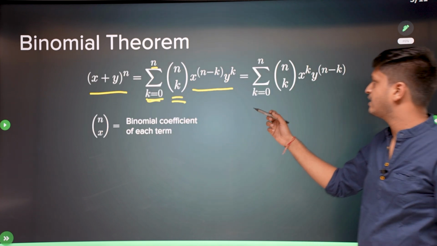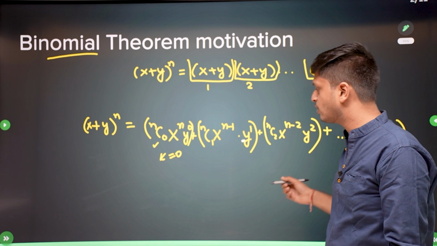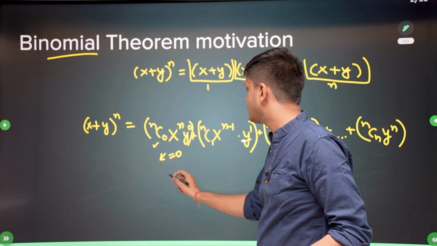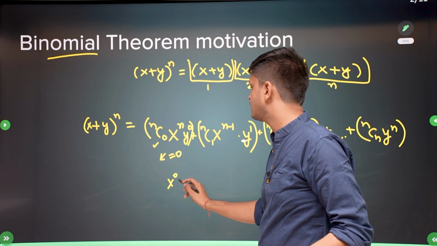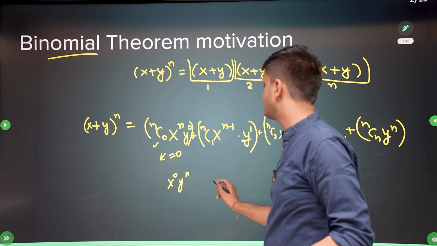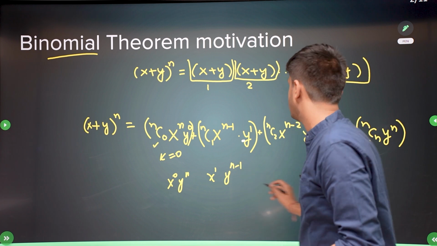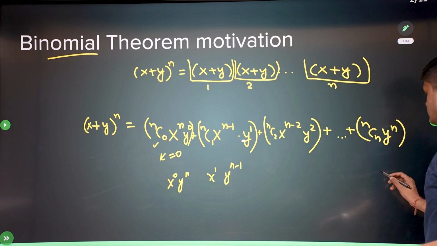And similarly, the same way you can also choose x. Why only choose y? You can choose x also. Let's say first I am choosing 0 x's and all y's. Then I am choosing 1 x and n minus 1 y's. And at the end I will choose n x's and 0 y's.